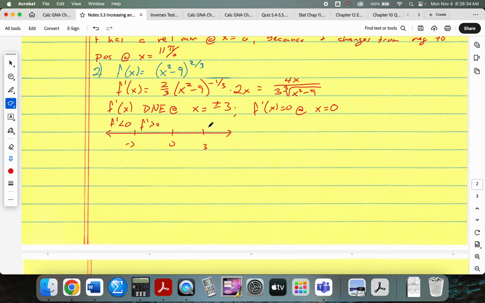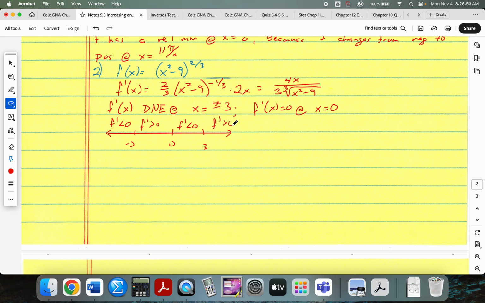If I substitute in positive 1, it reverses. The numerator is now positive. The denominator is still negative, though. So f prime is less than 0 for x greater than 3, numerator positive, denominator positive.